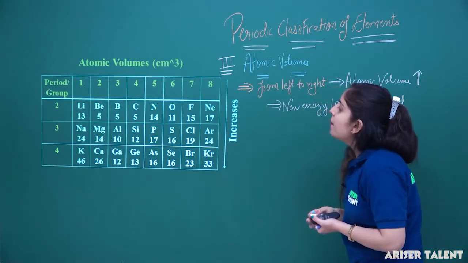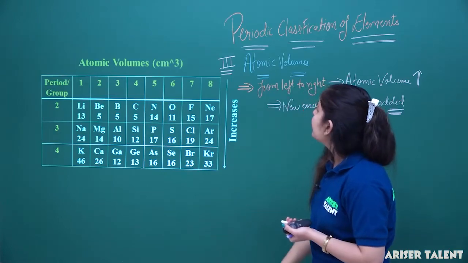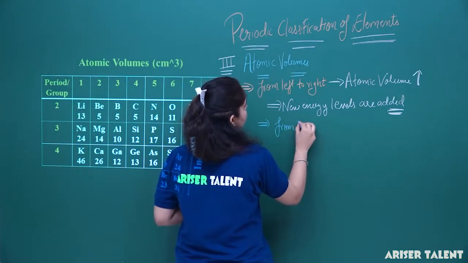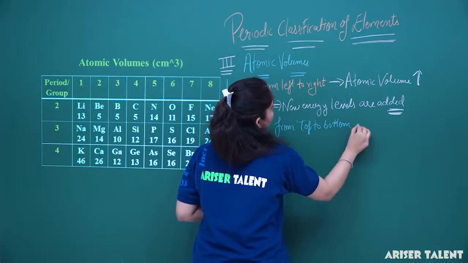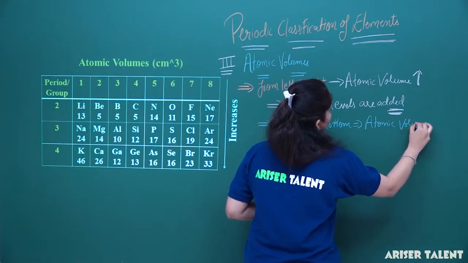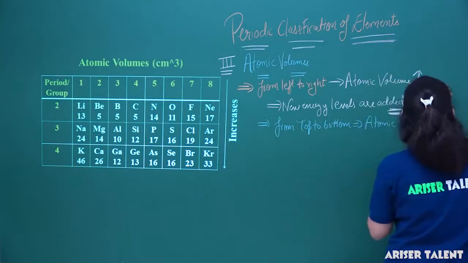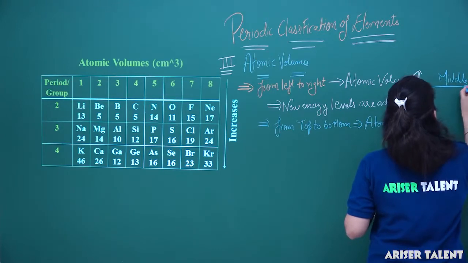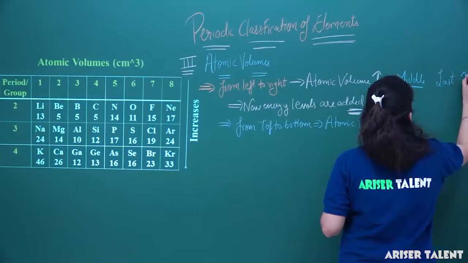Now, what will happen in the group? You can see here that, going down the group, the atomic number increases. So we can say that from top to bottom, atomic volume will increase. But in this case, firstly it is increasing in the first part, in the middle part it is somewhat decreasing, and then in the last part it is again going to increase.